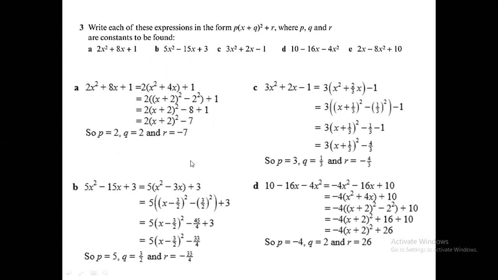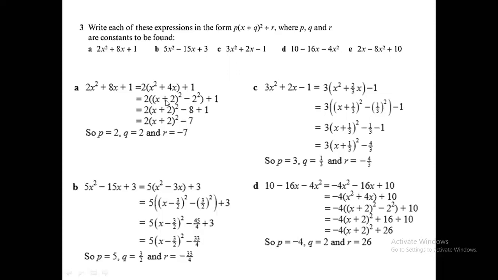What do they expect over here? They expect us to write this quadratic expression in the form of completing the square. Initially, what you need to do is take the constant term out from the first two terms only. If you take 2 out, it's x squared, and from 8x, if you take 2 out, it's 4x, plus 1 outside of the bracket. Then take half of that. Half of 4 is 2.